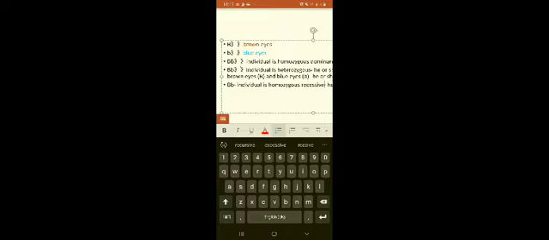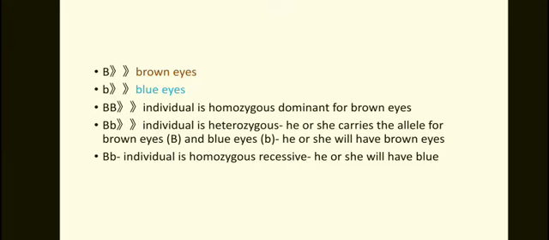We call it genotype. You see this BB with two capital letters? We say it is homozygous dominant. This individual is homozygous dominant for what characteristic? For brown eyes, because here we are studying only one trait, one characteristic that is being studied here.